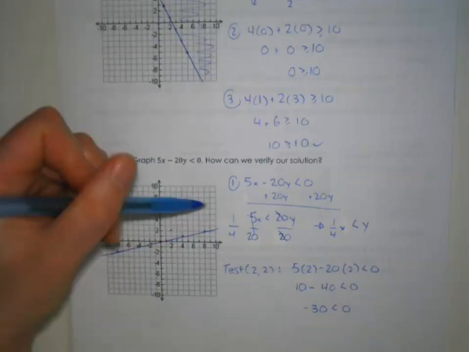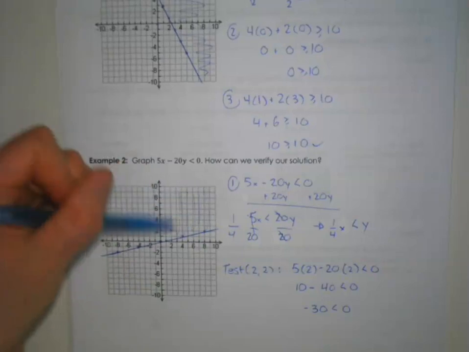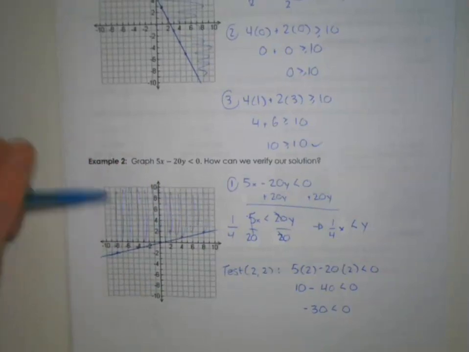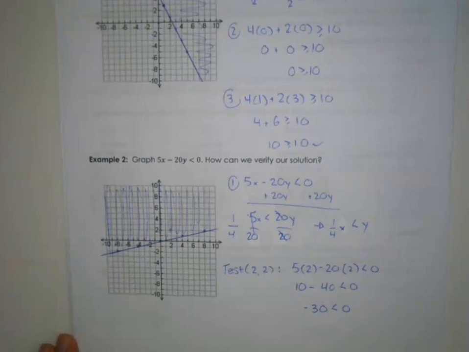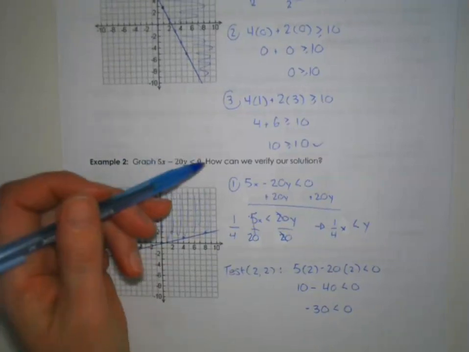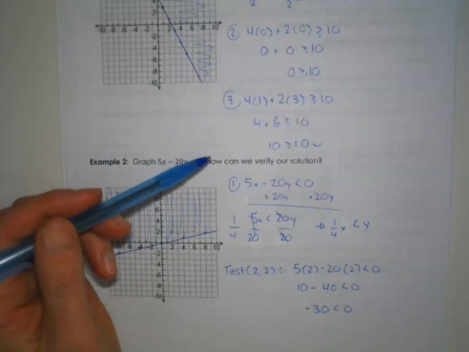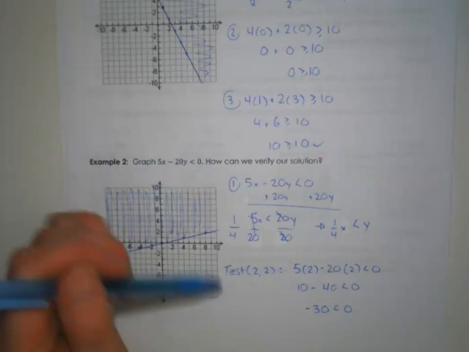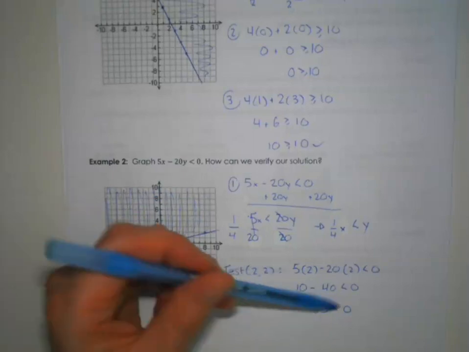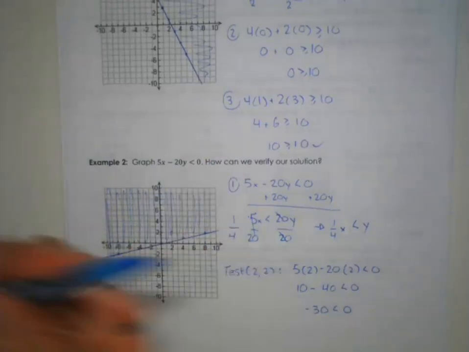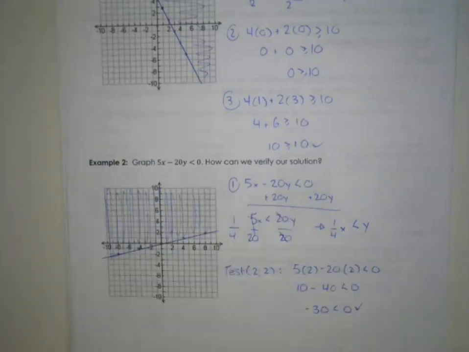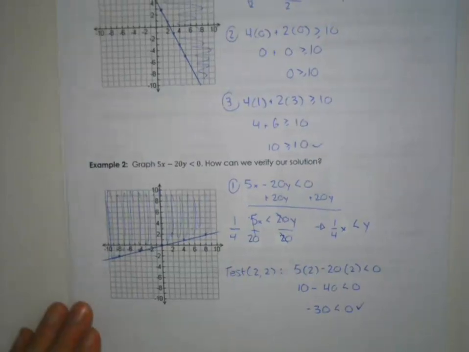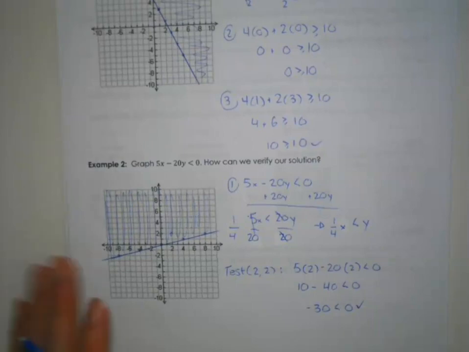So that means we're going to shade this region above our graph. It asks us how we can verify our solution. Basically, we're verifying our solution by substituting in values from the region we've shaded and determining whether or not they result in a true inequality, which we did end up with here, right? Because we said negative 30 is less than 0, so that's how we're verifying it. I can't really think of anything else I need to say for that one.